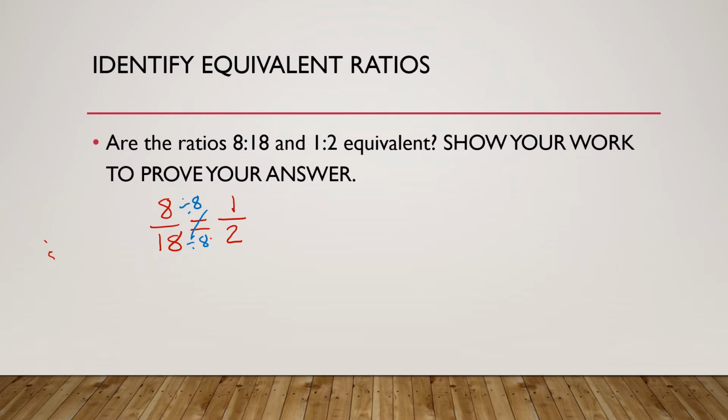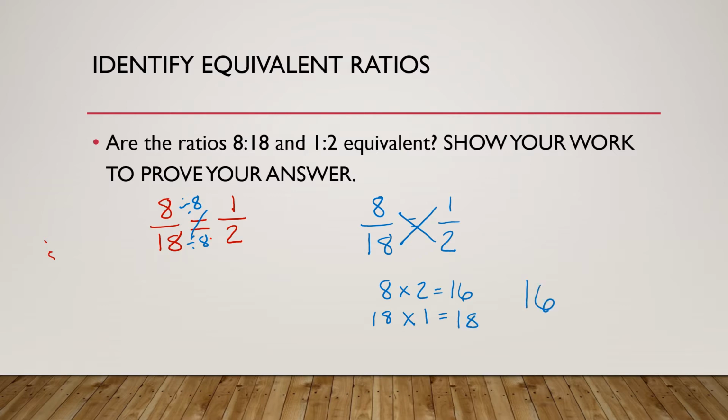Another way, which you may find to be a little easier, is to simply cross multiply the two. So that means do 8 times 2, which is 16, and then do 18 times 1, and it doesn't matter which order you do those, which is 18. So is 16 equal to 18? No, it is not. So therefore, the ratios are not equivalent.